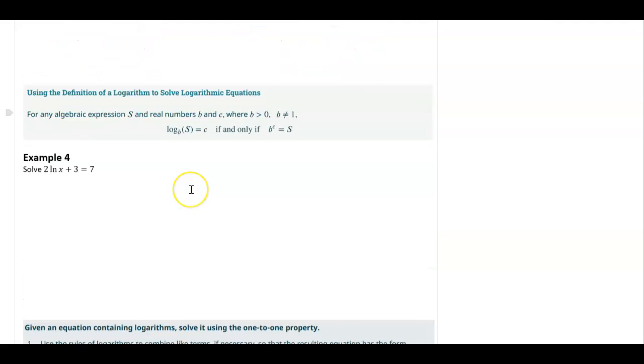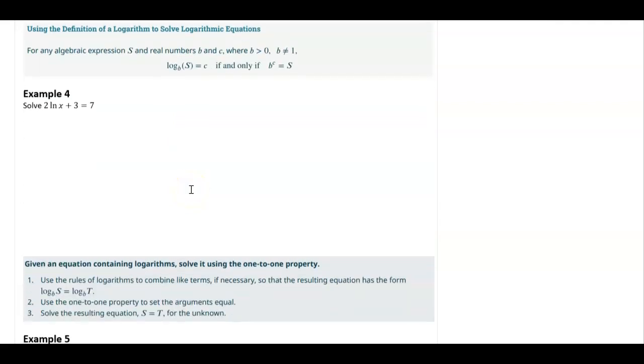All right, what if our equation has a log in it? How do we solve for x if it's inside the argument of the log? Well, I'm going to solve this very similar to what I just did, where I'm going to try to isolate the natural log piece by subtracting 3 first. So 2 natural log of x is equal to 4. And then I'm going to divide by 2 on both sides.